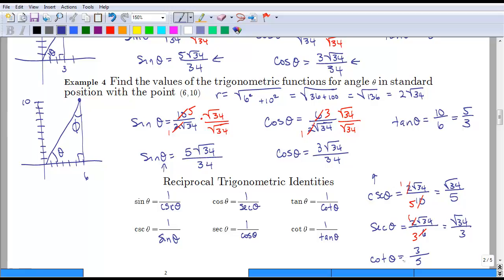So this concludes the first video for section 10.1. The next video will talk about angles that are not in that first quadrant.